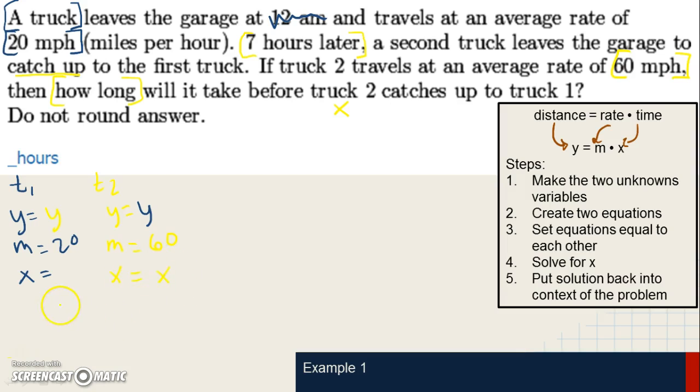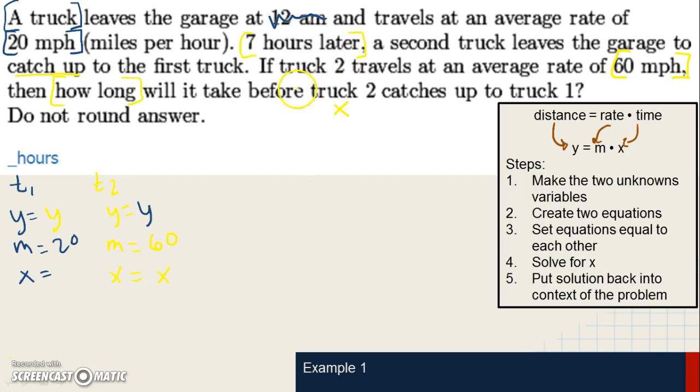Now let's go back to truck 1 and think about what we can put for truck 1's time. And this is going to be important as we try to figure this out. 7 hours later. Now there's a couple ways that we can set this up. Based on the way that I set it up, making the time for truck 2 just x, I've got to factor in this 7 hours later.